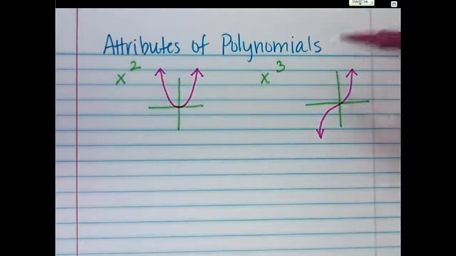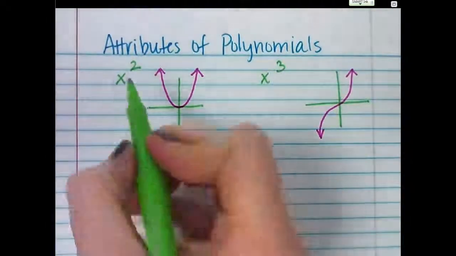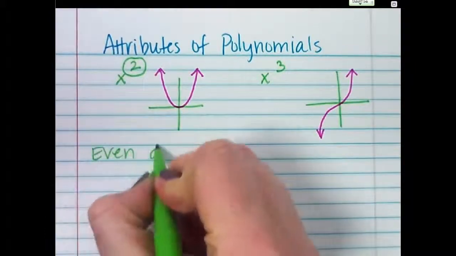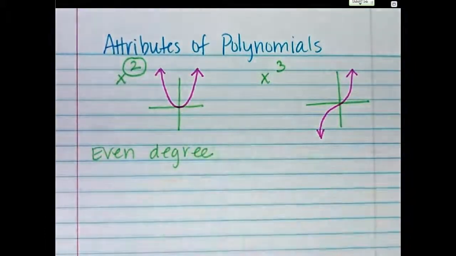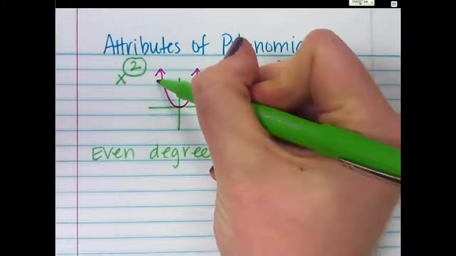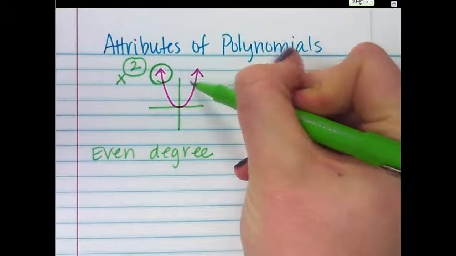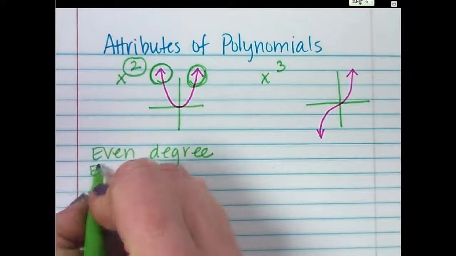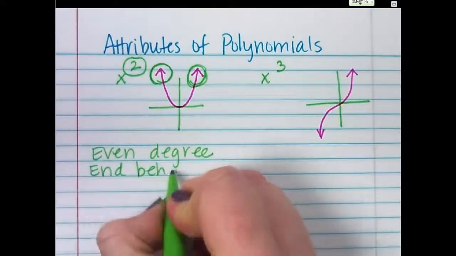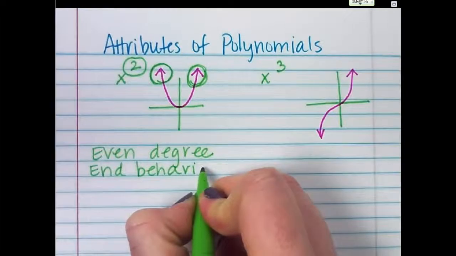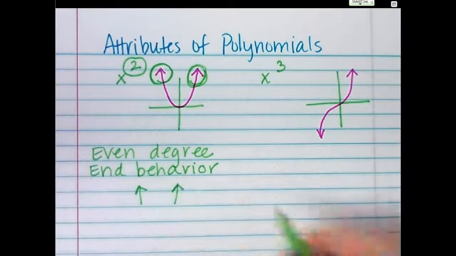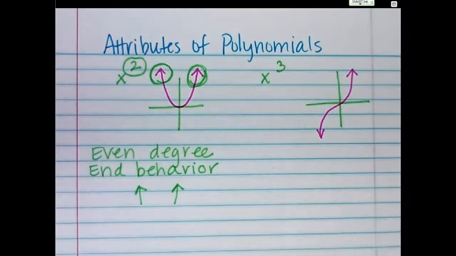Okay, so when we talk about a polynomial, in general, if the degree of the whole polynomial is an even degree, we're going to look at the end, we're going to call this end behavior, what it's doing on the far left side and the far right side. So for even degree, the end behavior of a graph is going to be up, up. So it's going to point up on the left and up on the right. And then we'll figure out what happens in the middle.